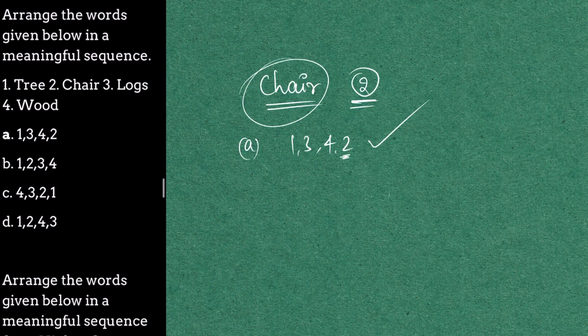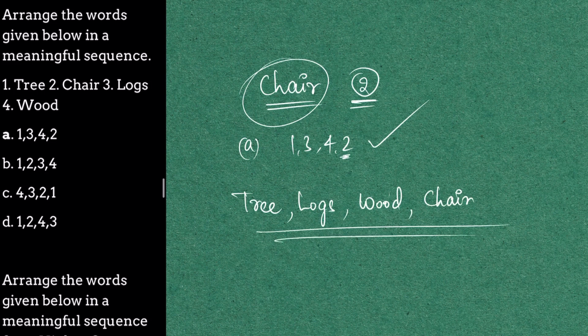Now, if at all you want to actually look at the sequence, it will be like this. First of all, we need a tree. From the tree, we will have logs, and from the logs, the wood is made, and wood results in chair. So this would be the meaningful sequence. Instead of going through all of this, straight away look at option A, because 2 is the last one here, 2 being chair. It makes sense. In the rest of the options, we do not have 2 at the end anyway, so you can simply select option A as the answer.